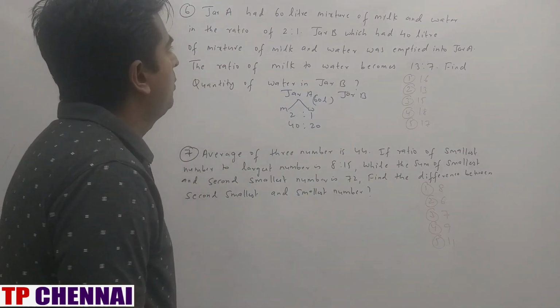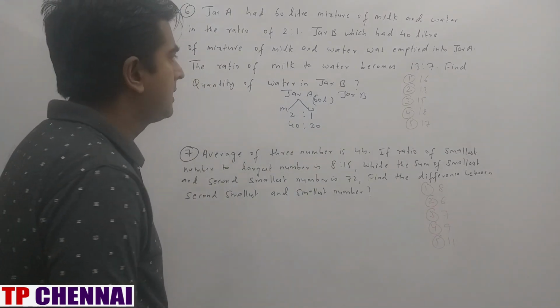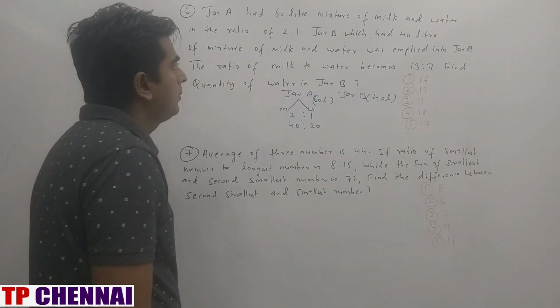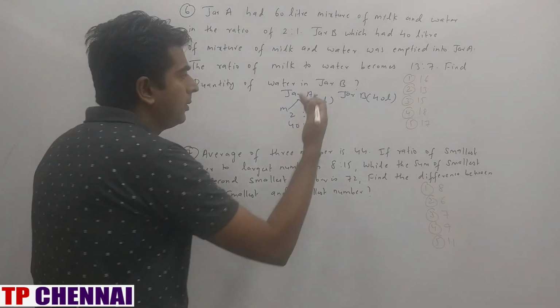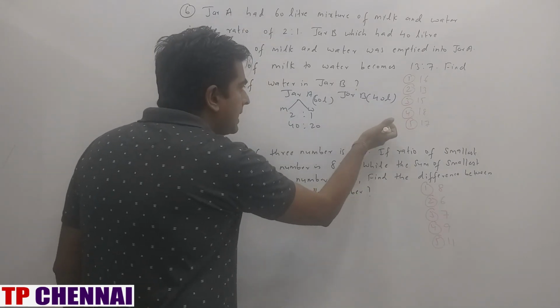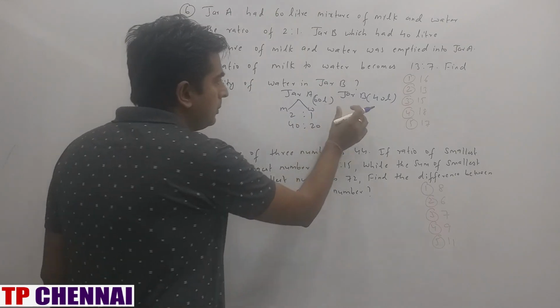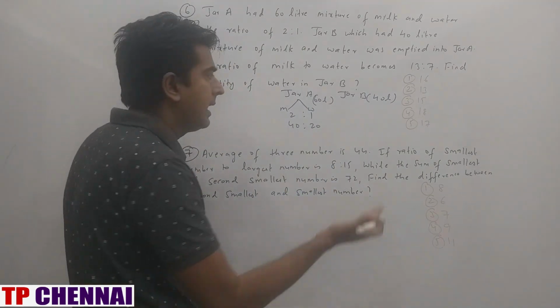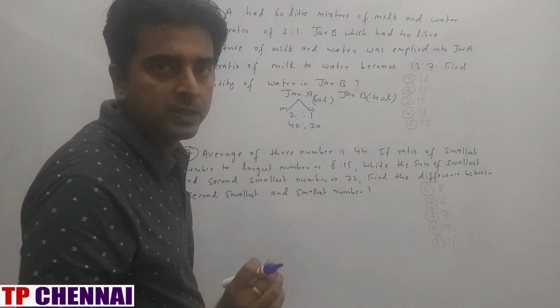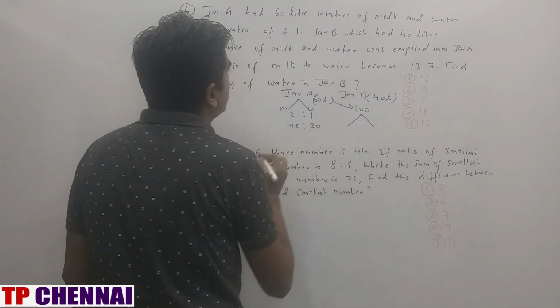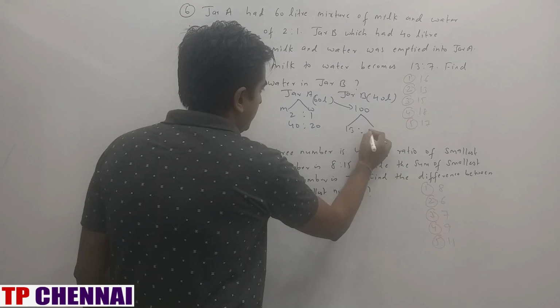Now what they are doing, jar B, which has 40 liters of mixture of milk and water, was emptied into jar A. That means all the mixture you have taken from jar B you kept into jar A. So now when you remove 40 liters of mixture from jar B and add into jar A, total mixture of jar A will be how much? 100. And what is the ratio? 13:7.